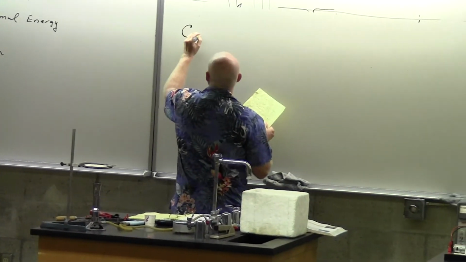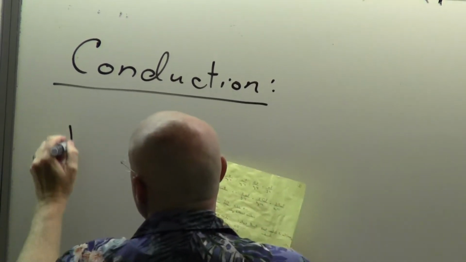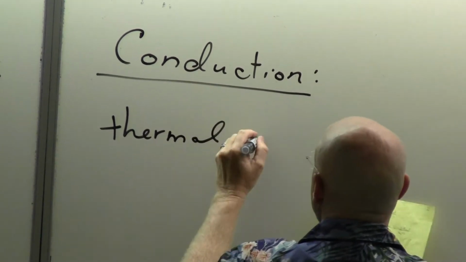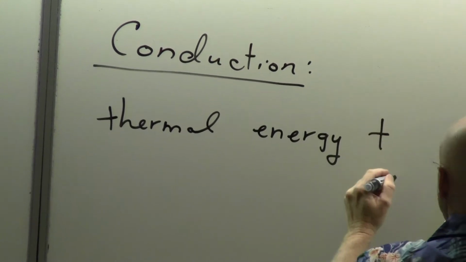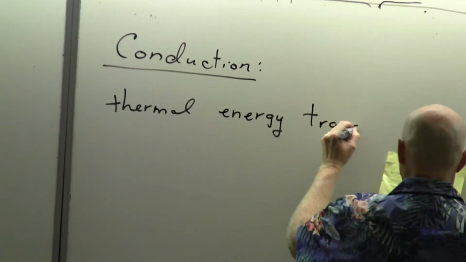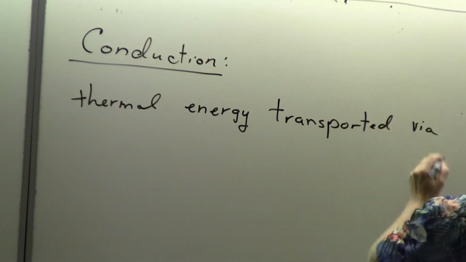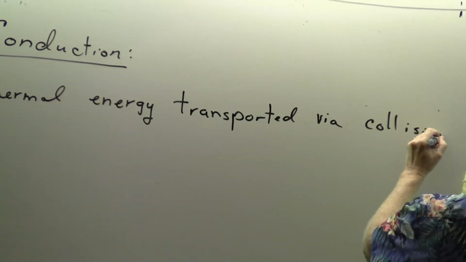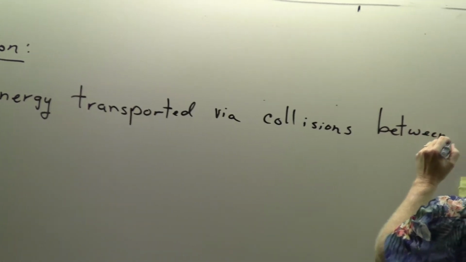But the first one, and the easiest one to kind of get you to understand, is called conduction. And I like to put these words for conduction. I would say conduction is the transporting of thermal energy. So I'll just say thermal energy transported via, and the way it happens is with collisions. I'll try to create a mental picture for you.